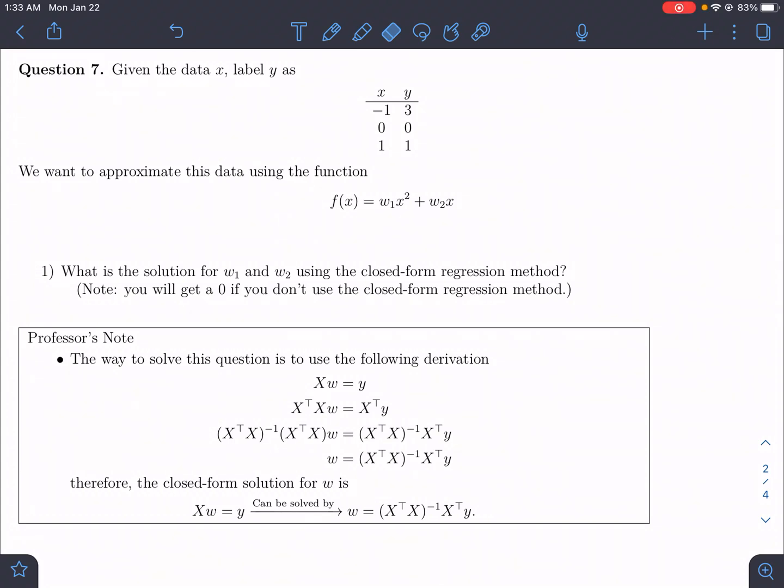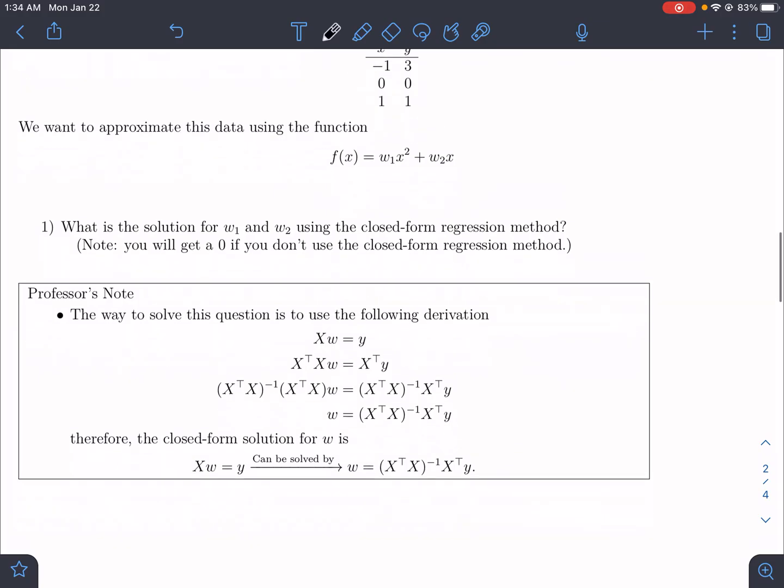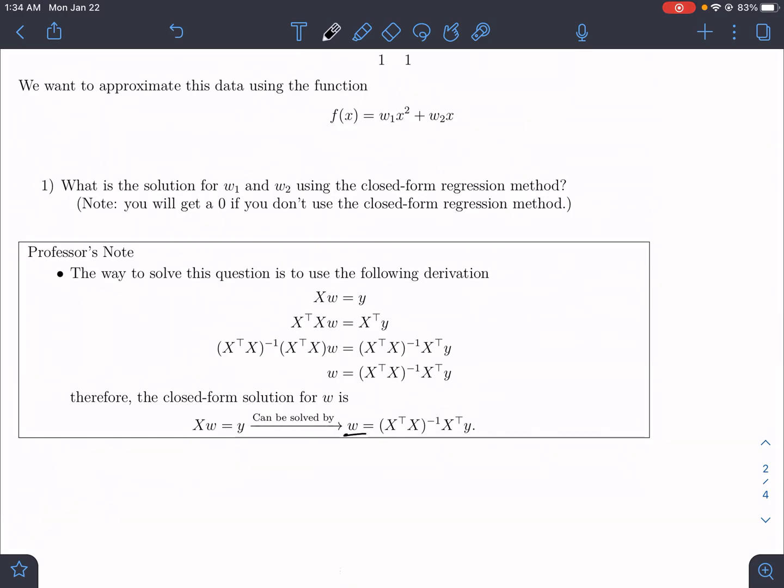Hello. Question 7 asks us to find the closed form solution of a linear regression model given this data up here. Now what we're going to do is I'm going to go over the closed form solution formula, which is right here. You can find this in the lecture. This will probably not be provided on the test, so it is very good for you to know this formula.